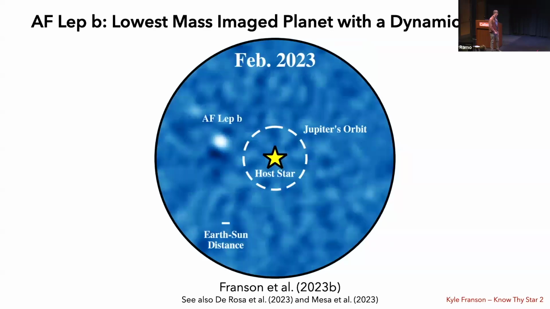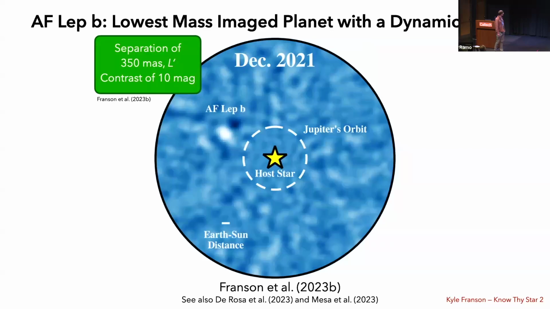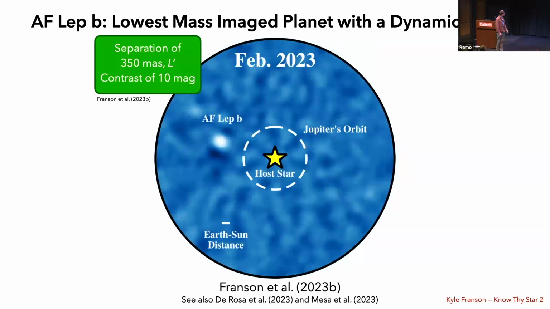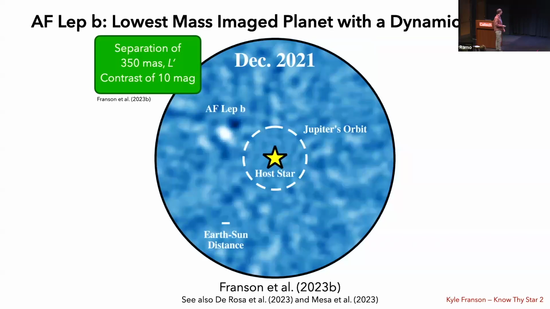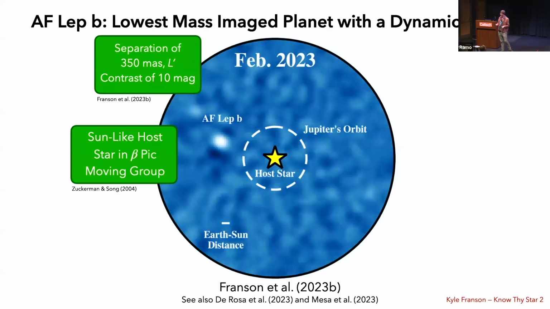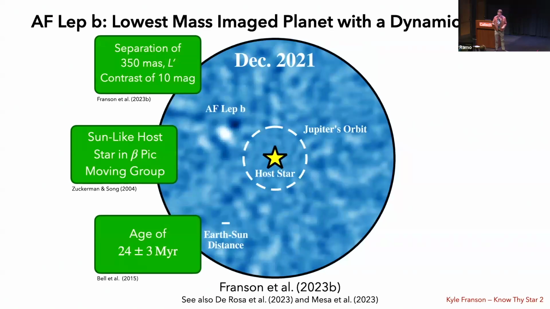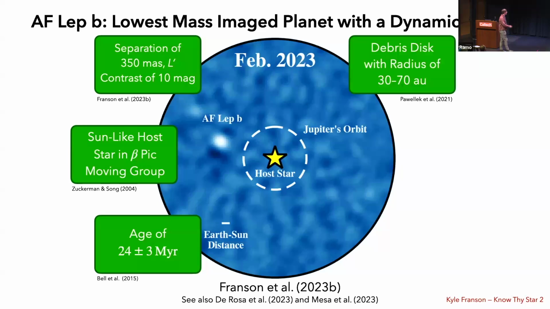We imaged the planet with Keck, which gives us L-band photometry. We measured an L-band contrast of 10 magnitudes. The planet separation, when we observed it, was 350 milliarcseconds. The planet's orbiting a sun-like host star in the Beta Pic moving group, which gives us a nice precise age constraint of 24 plus or minus 3 megayears. This is useful for testing evolutionary models with its dynamical mass.